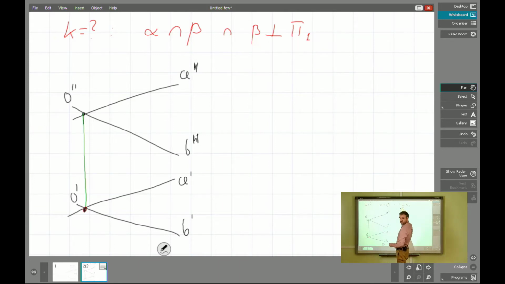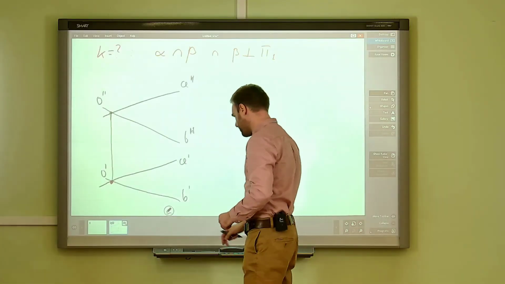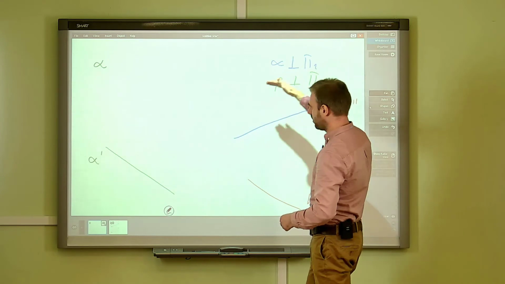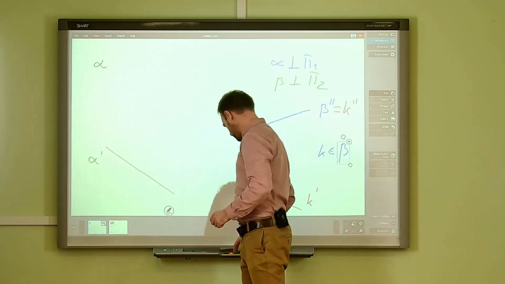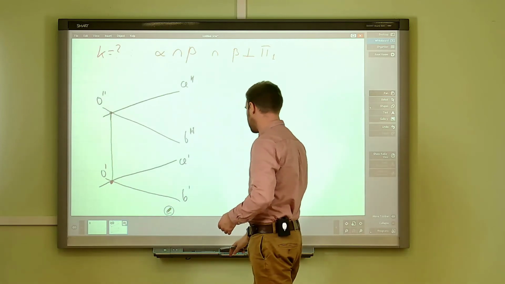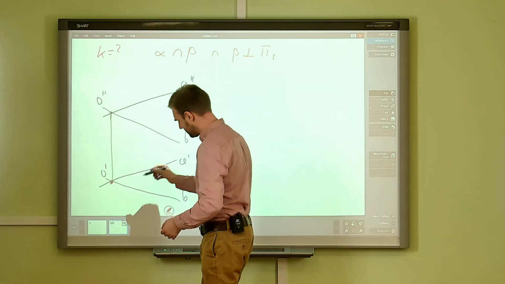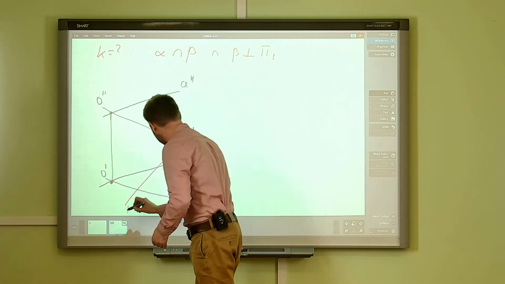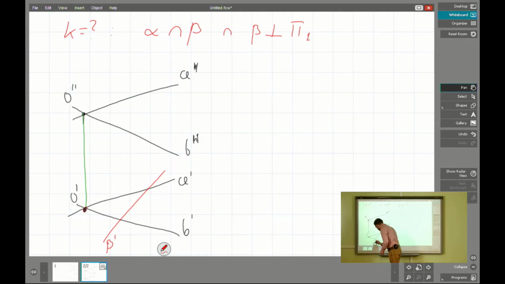And second assumption, the beta plane. I mean the plane which will be perpendicular to P1. We remember that a plane which is perpendicular to P1 will look like that. I suppose that there should be something on the plane projection. Let's use, let's say, red color. And here we have beta prime.